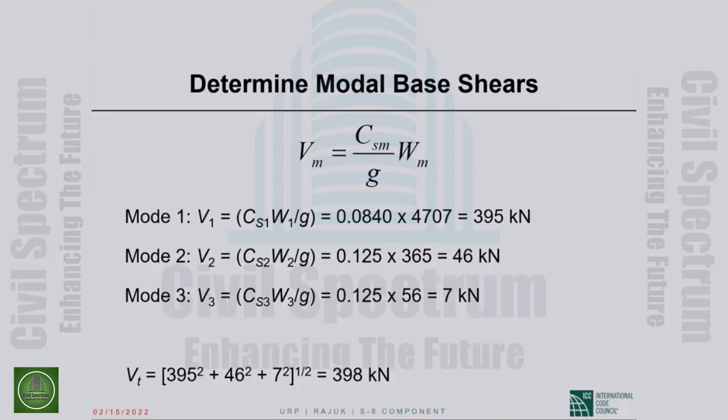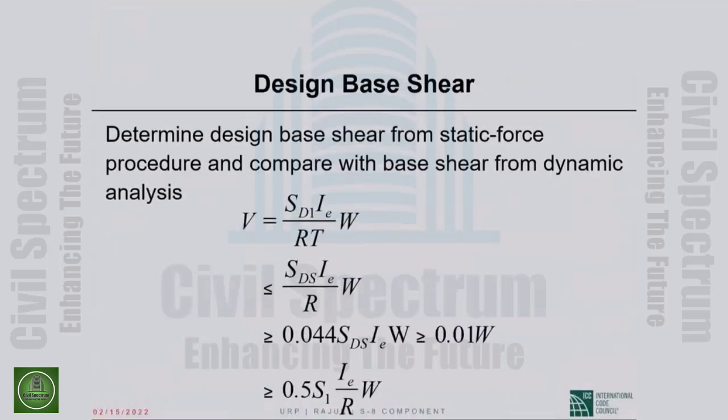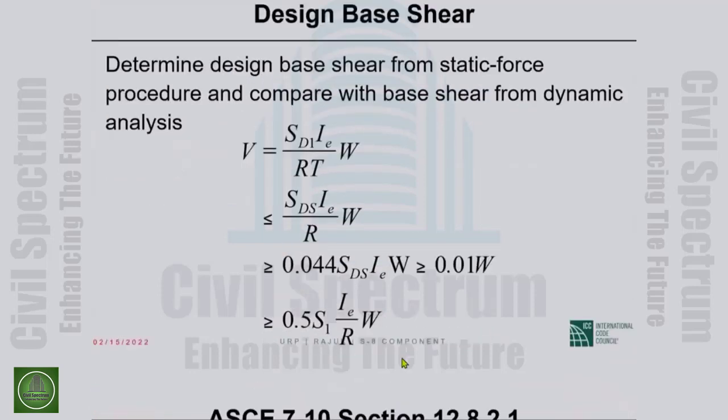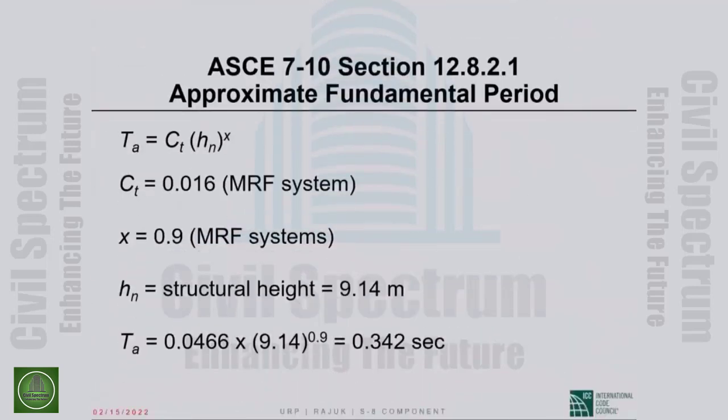Okay, we now have to figure out if it is smaller than 85% of the static base shear. So this is our dynamic base shear, the square root of the sum of the squares of the modal base shears. The static base shear is given by this formula that you are all familiar with, subject to a maximum of that and a minimum, which is this, and a near fault minimum, which is that.